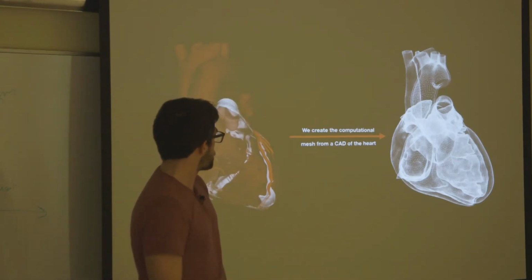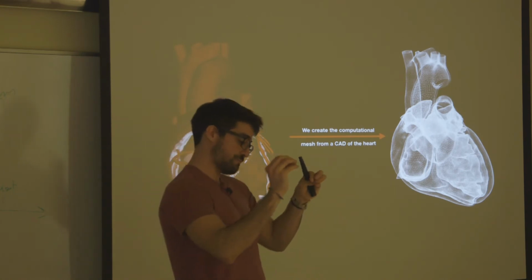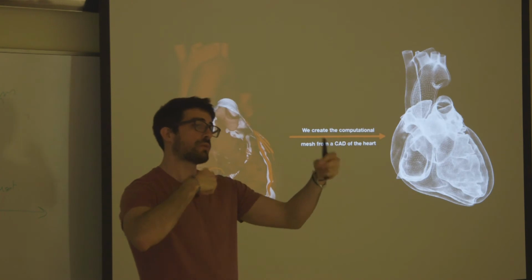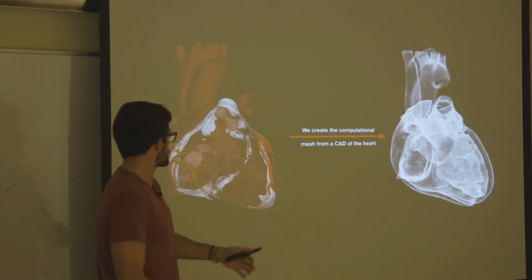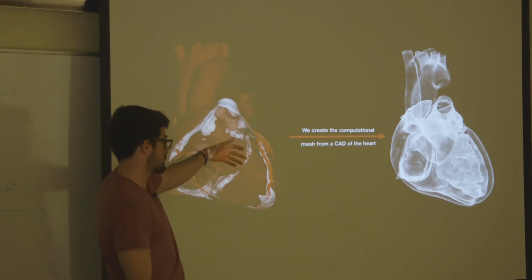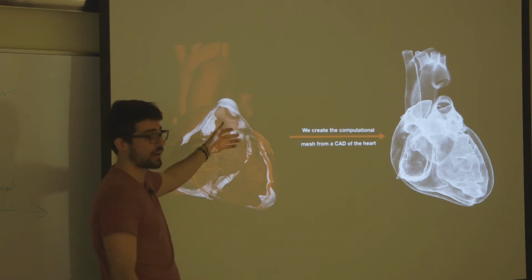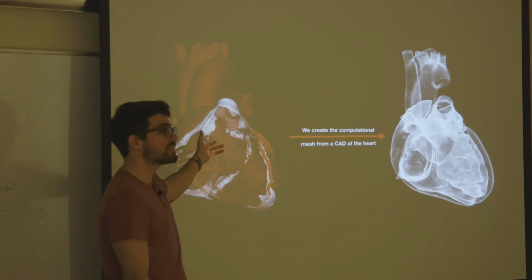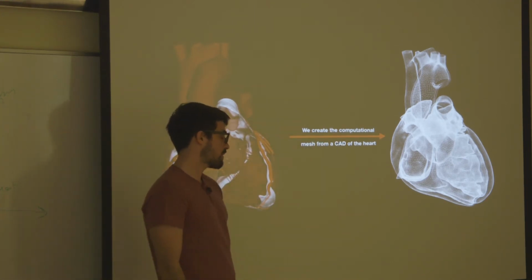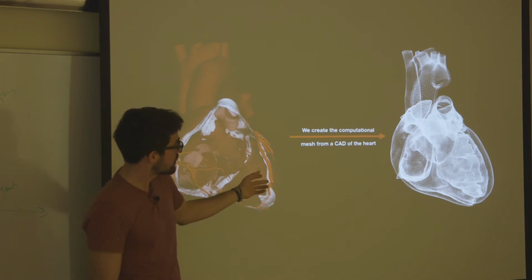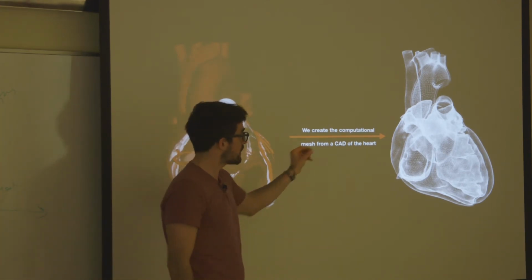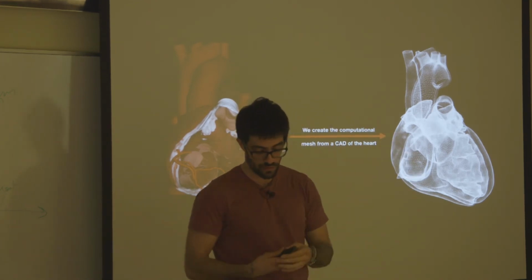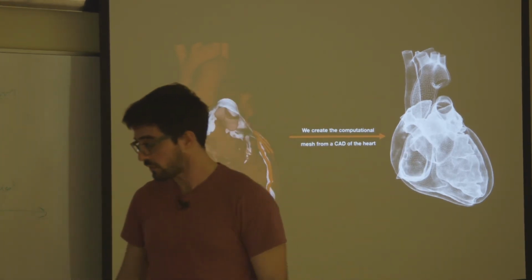So I told you that you have to build discrete points in space where you're going to solve your equations. So what you do is you grab your drawing of the heart. This is just an AutoCAD drawing of the heart. And what you do is you build a computational mesh from this drawing. So you say, I'm going to split this heart in several small pieces, and I'm going to solve the equations in those small pieces. So that's what you do.